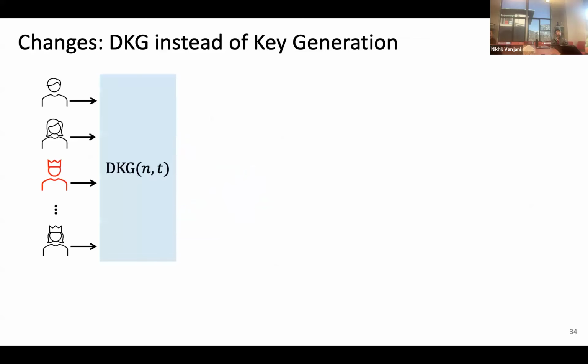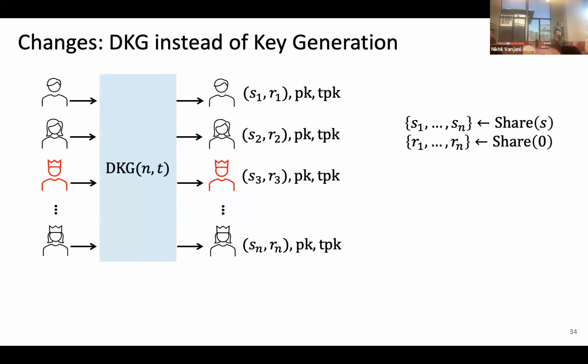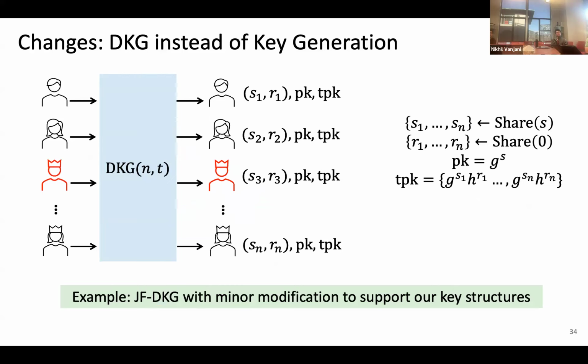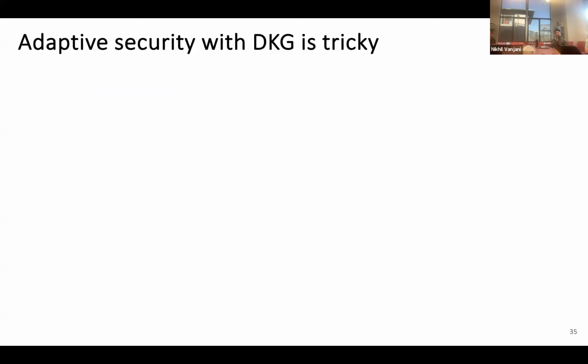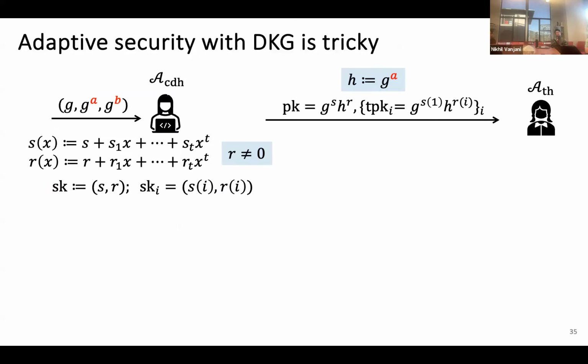If we use DKG instead of key generation, this doesn't change much. If the DKG outputs shares of the structure, then nothing changes in the protocol too much. We show how to modify the DKG protocol from the GDPR paper to get this structured key, where one constant term is 0. This is a minor modification. But the adaptive security proof for the DKG is slightly trickier.